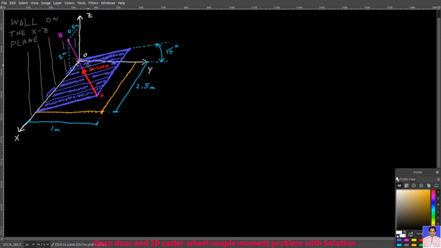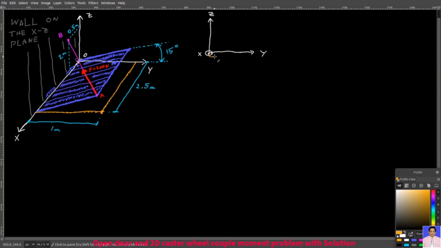For that, we need to have a position vector from point O, from the origin, till point A. And then we also need to decompose this force vector into its i, j, and k components. So here you can see the X, Y, and Z dimensions, but here I will simply draw the YZ plane. So the x-axis goes towards you.